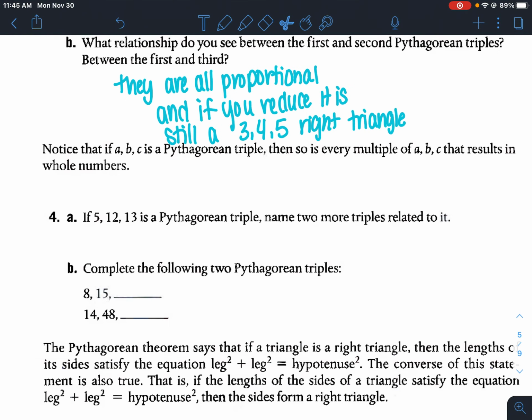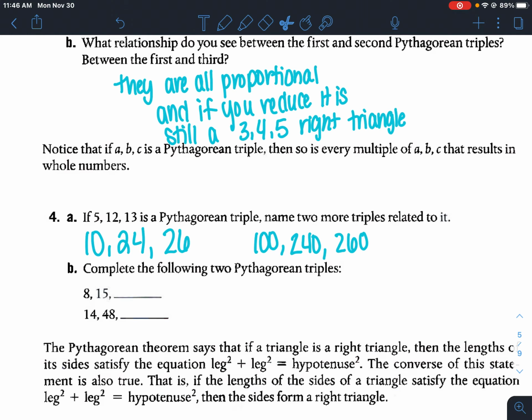Number 4, if 5, 12, 13 is a Pythagorean triple, name 2 more triples that relate to it. I can just multiply by any whole number that gives me another whole number, and it'll be a triple as well. I could multiply by 2, so 10, 24, 26. Or I could multiply by 10, so I could have 50, 120, 130. I could multiply by 20 and get 100, 240, and 260.